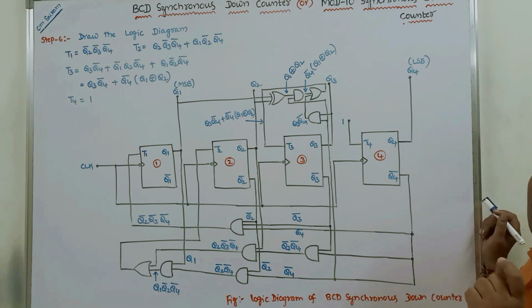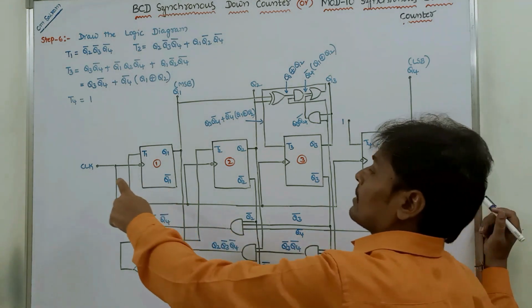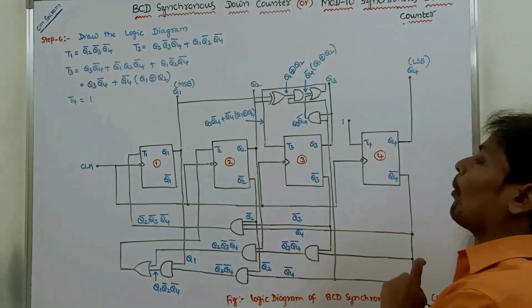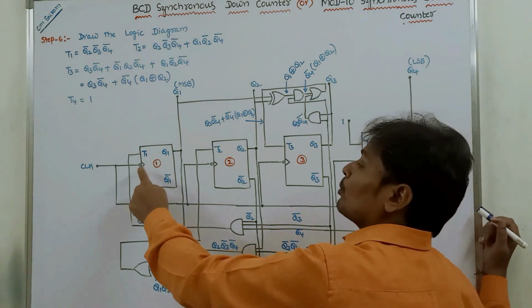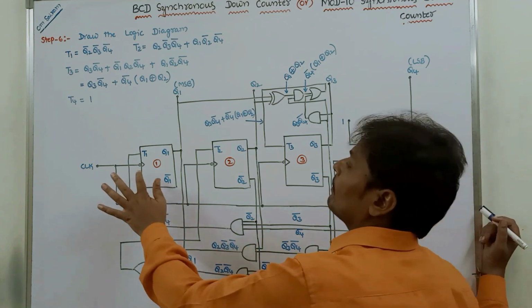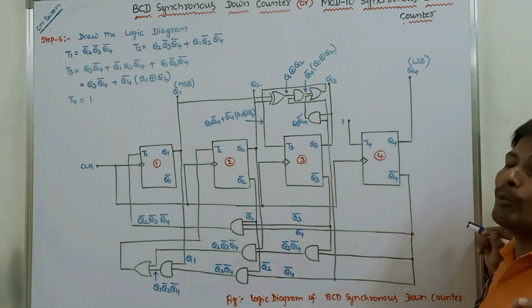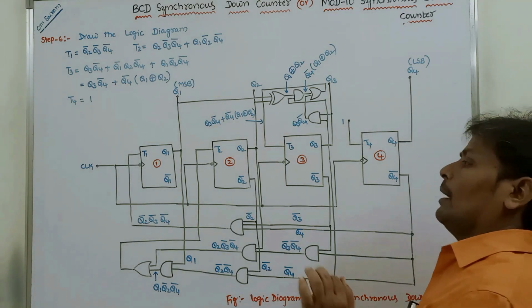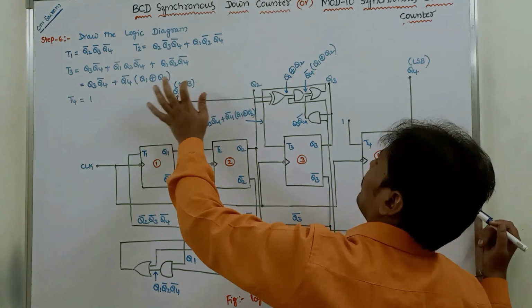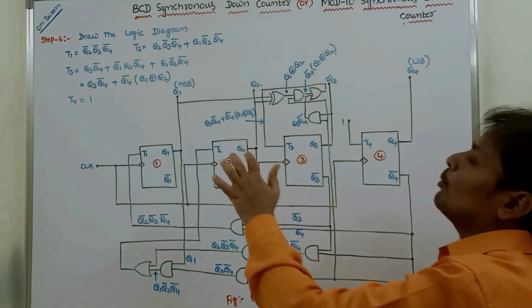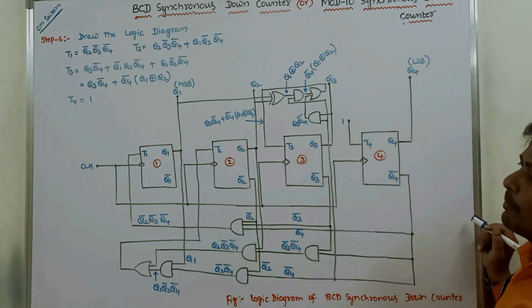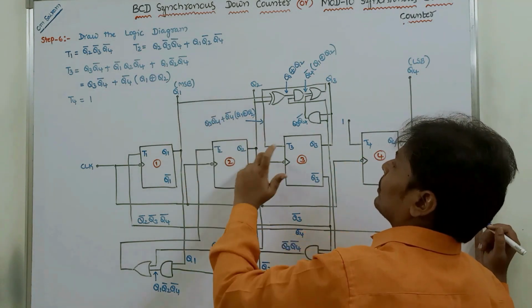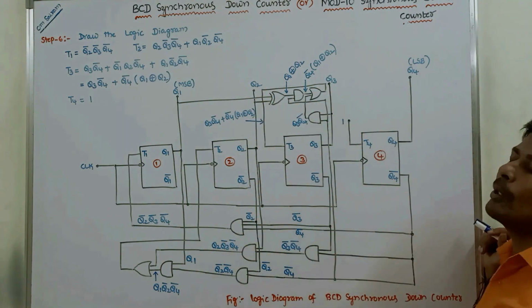It is a synchronous counter. Because of that, the same clock pulse is applied to all the flip-flops at the same time. All the flip-flops are synchronized with the same clock pulse. It is a negative edge triggered clock pulse, so the bubble with arrow mark represents the negative edge triggering. Next, the final outputs are Q1, Q2, Q3, Q4, where Q1 can be taken as the MSB and Q4 can be taken as the LSB. So these are the Q1 output, Q2 output, Q3 output and Q4 output.